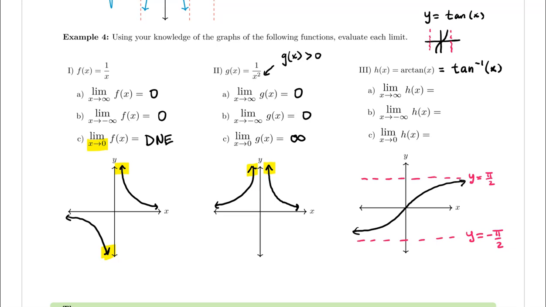Now, the limit as x approaches infinity of h of x. If I were using the balloon analogy, I have my little balloon person here. If they're approaching infinity, that means they're walking to the right forever, and you can see that the balloon is going higher and higher, but it's being capped at this horizontal asymptote, and the location of that horizontal asymptote is pi over 2. As I approach negative infinity, it's going down towards negative pi over 2, and then as we approach 0, the balloon would approach the origin, which has a y value of 0. So that concludes example 4.